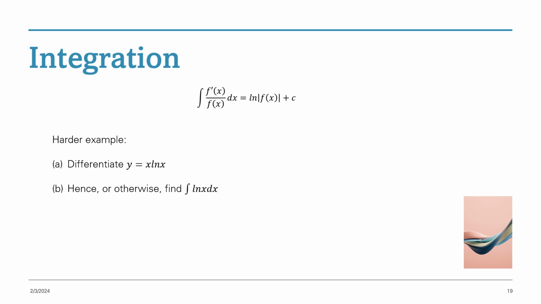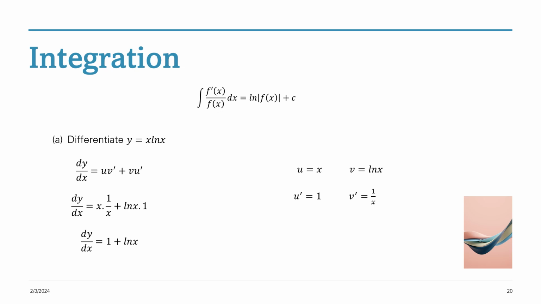Finally, for a harder example. So these regularly come up in HSC or trial papers. So you're asked to differentiate, and then using the derivative, you then look at how you can then integrate. So we're going to differentiate x ln x. And hopefully you've recognized that that is a product rule, x times ln x. So we get x times 1 over x plus ln x, and we get our derivative is 1 plus ln x.